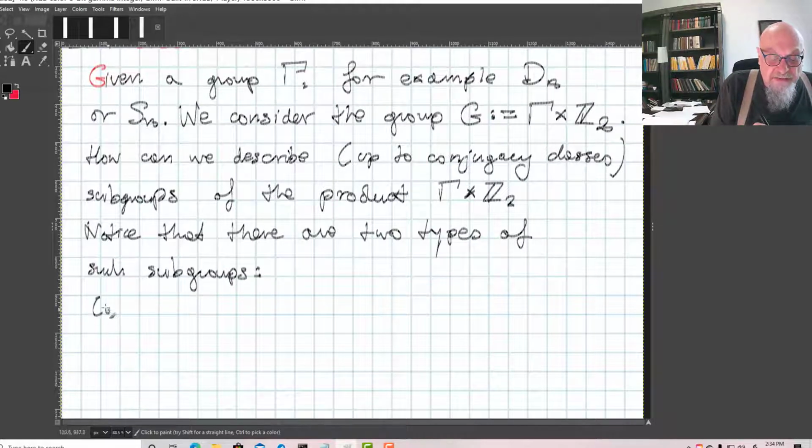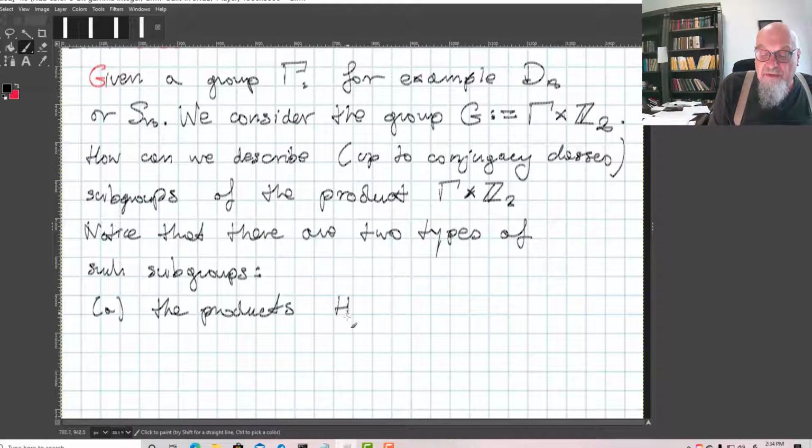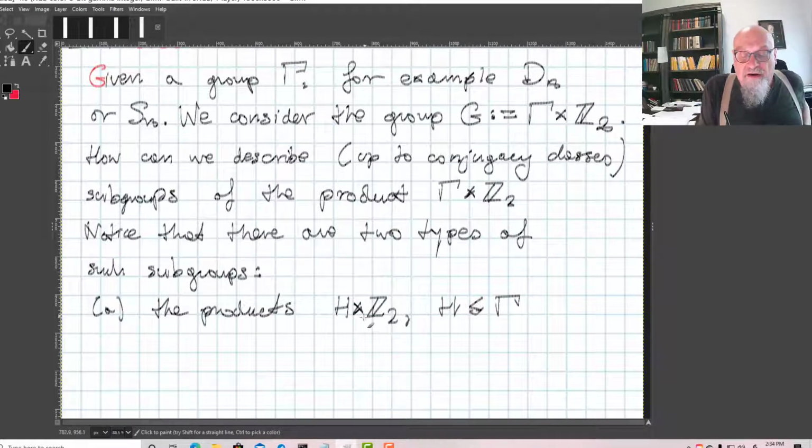So the first type is exactly the groups of the type of the product. So first type, let's say the products, and we'll put it like this, a subgroup H times Z2. So what is H? H is a subgroup of gamma. So that means those are the products of a subgroup of gamma times the whole group Z2.